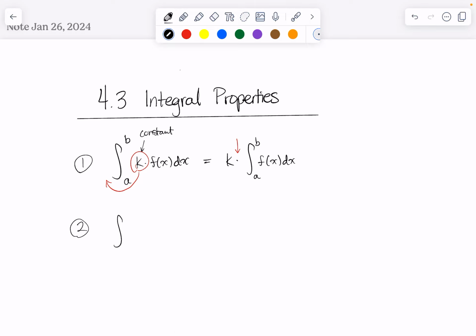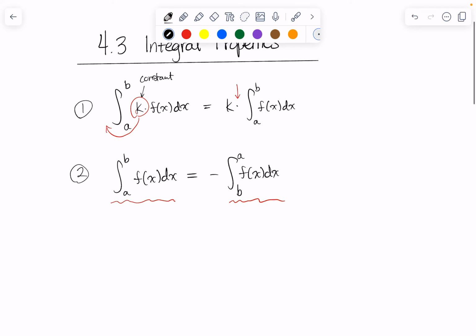The second one you guys have actually already seen before. The integral from a to b of the function f of x dx equals negative the integral from b to a of f of x dx. Now, what you already saw was that when you switch the bounds, the sign of the answer changes. It either goes from positive to negative or negative to positive. And we kind of already explained why.